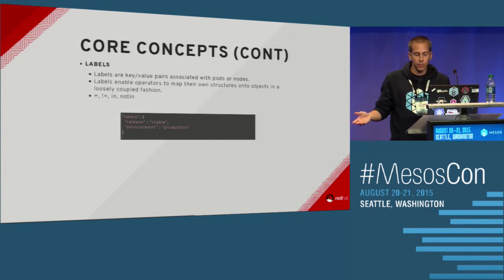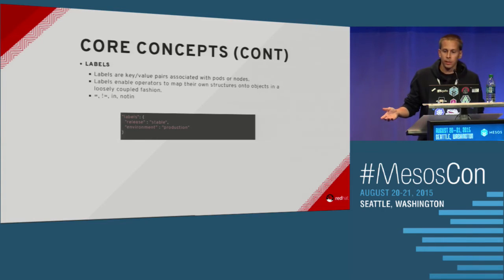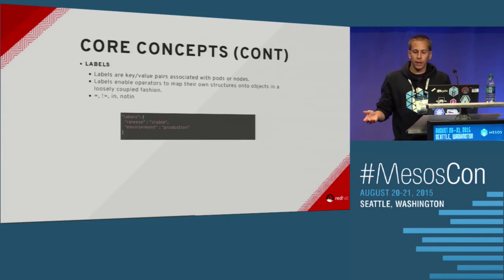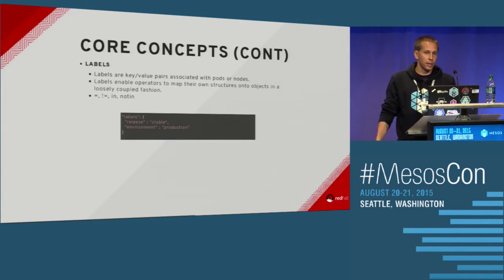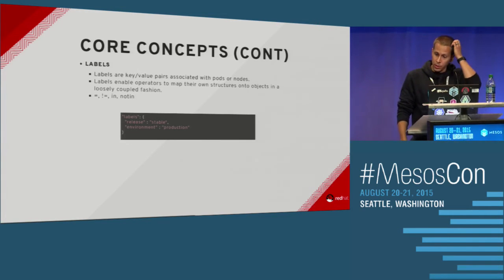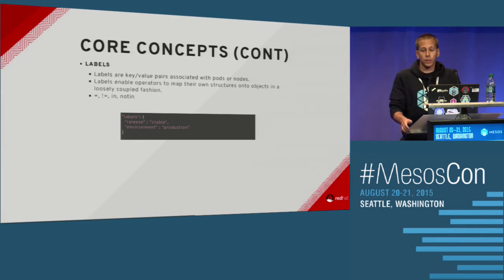Final core concept is labels. It doesn't really apply as much, but we'll go through it anyways. Labels are key value pairs associated with pods or nodes, similar to attributes in Mesos. Other people had other things they called it in other systems. Labels enable operators to map their own structures onto objects in a loosely coupled fashion. It's also very useful for doing rolling upgrades inside of Kubernetes.